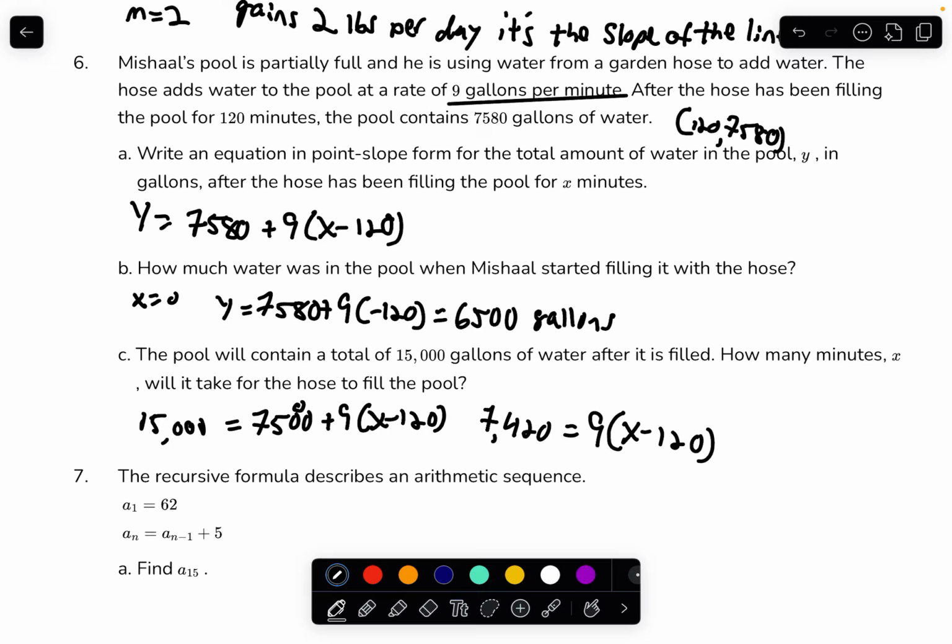We're still solving for x, so we're trying to rip everything off of this x. Well, we have to get rid of this 9, so we're going to divide both sides by 9. Okay? And when you do that, you get 824.444 repeating, and that equals x minus 120. Add the 120 to both sides, and you get 944. So how many minutes will it take?